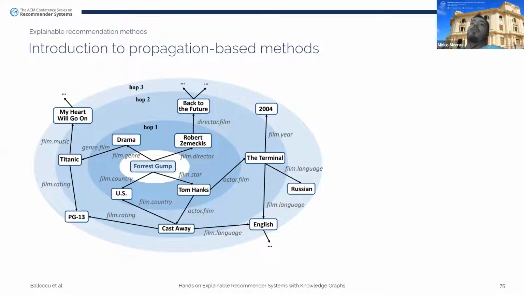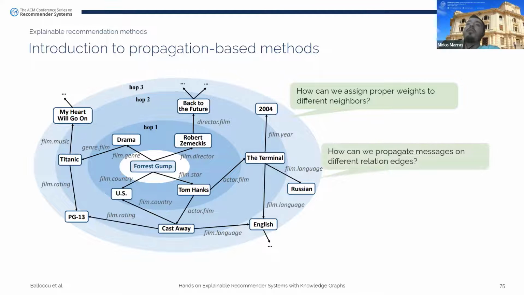And so, to fully exploit the information in the KG, propagation-based methods have been proposed to integrate both the representation of entities and relationships and high-order connection patterns for, let's say, reaching a more personalized recommendation. And these methods refine entity representation by aggregating embeddings on multi-hop neighbors in the KG. The challenges to face when adopting propagation-based methods include how to assign proper weights to different neighbors, how to propagate messages on different relation edges, and how to improve the scalability of models.